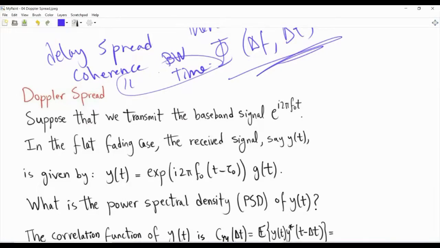It's another way to talk about the coherence time. So let's try again to get a glimpse of what this business of Doppler spread is. Okay, so I'll try again to make things as simple as possible.